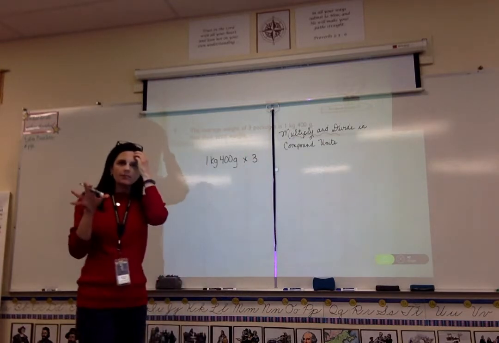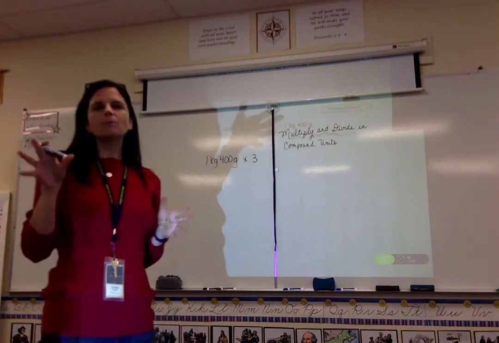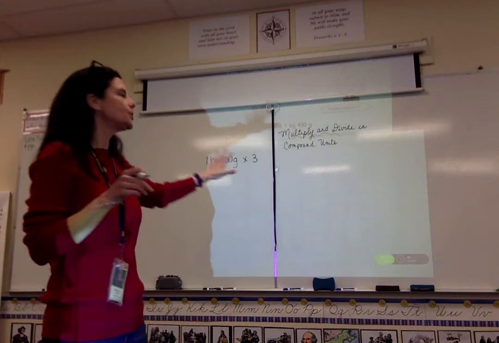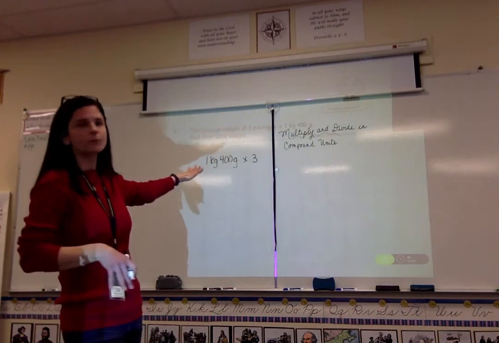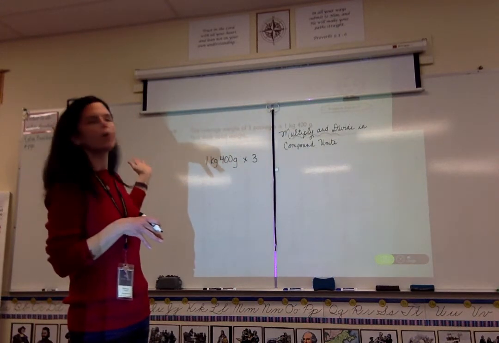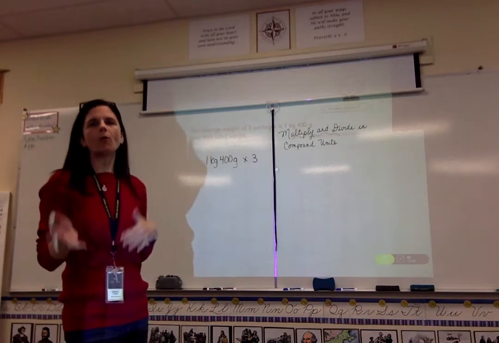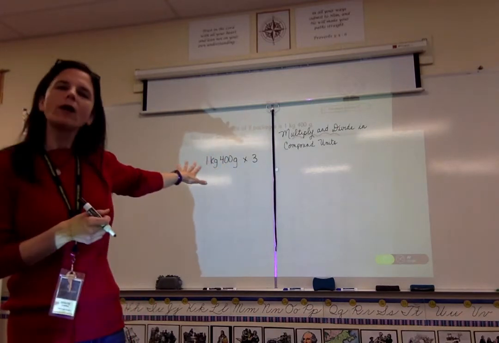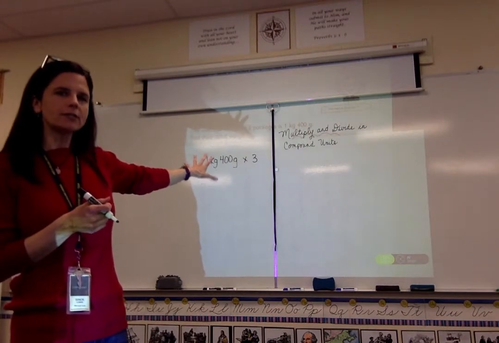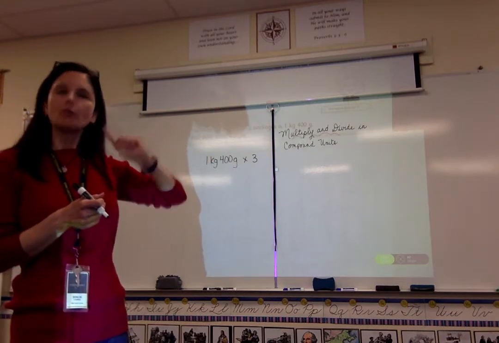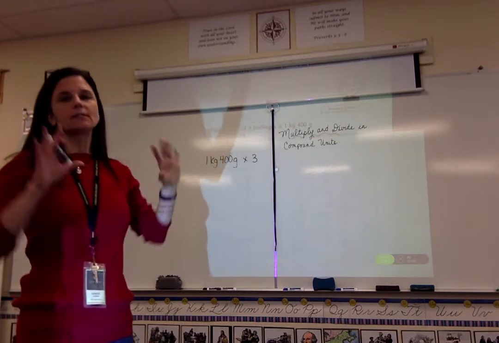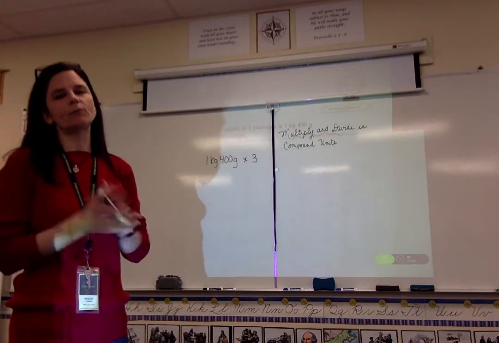Now let me stop here and say that there are many things possible in math. So you might think to yourself, well, since we know how to convert measurements, why don't we just convert the whole thing to grams and then multiply by 3? You could do that, but we still want our answer in compound units, and we're going to go with the most efficient method here. And the most efficient method is to keep compound units as we multiply or divide.